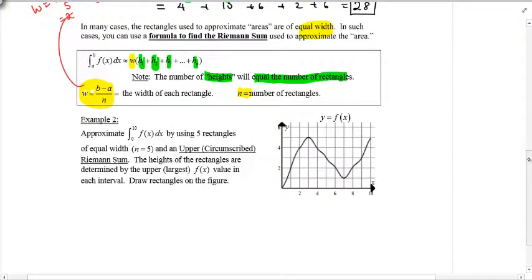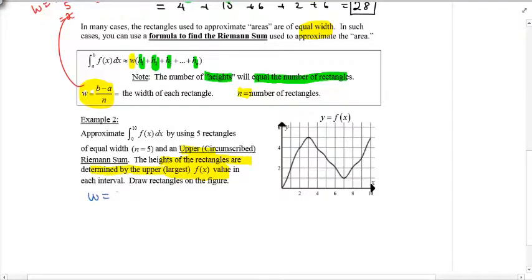So in example number 2, I'd like you to approximate the same integral, this time using 5 rectangles of equal width, so just like before, but now it says using an upper or circumscribed Riemann sum. What does that mean? Well, that means the heights of the rectangles are determined by the upper or largest f of x value, the largest y value in each of the intervals.